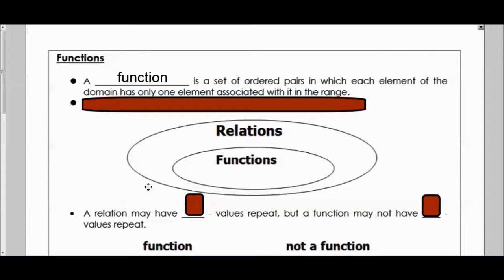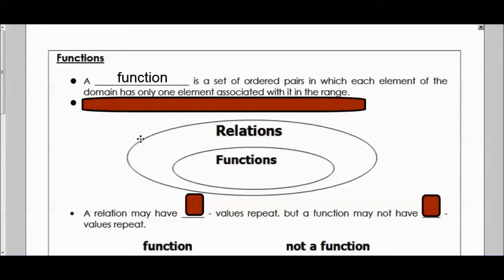So a function is really what we wanted to get to. A function is a set of ordered pairs, so it's a specific type of relation, with ordered pairs where each element of the domain has only one element associated with it in the range. That is a really tricky sentence to get through. We'll come up with a couple easy ways to test that. It's just saying that for every x value, there's only one y value that it goes to. Alright, so we'll talk more about that though.